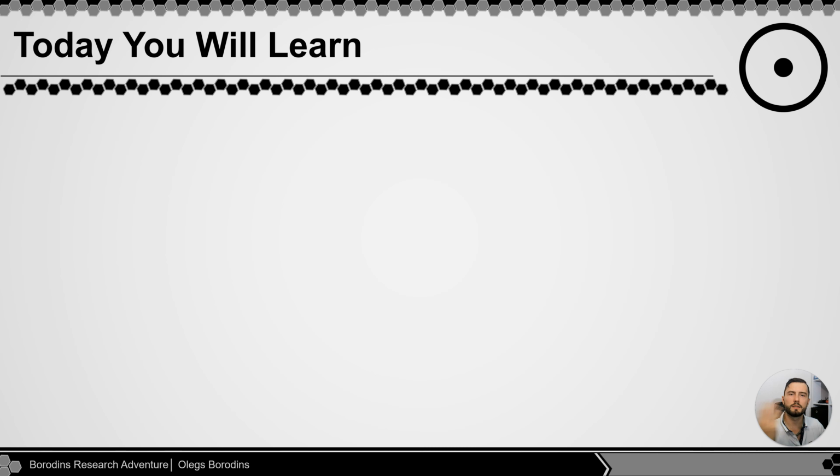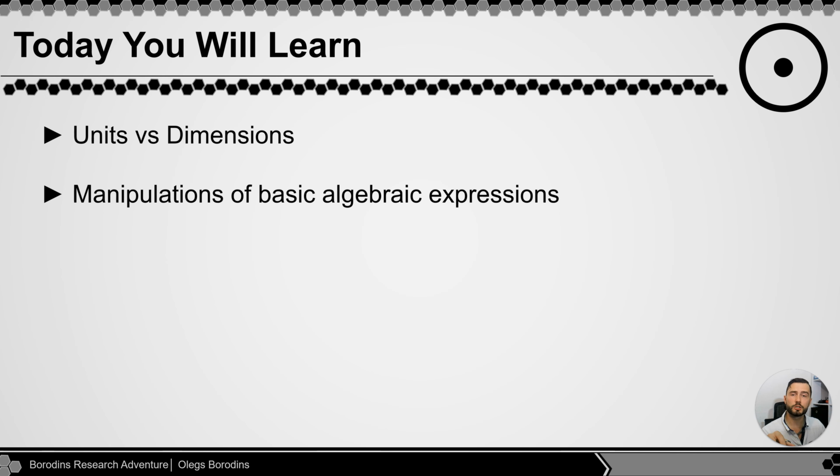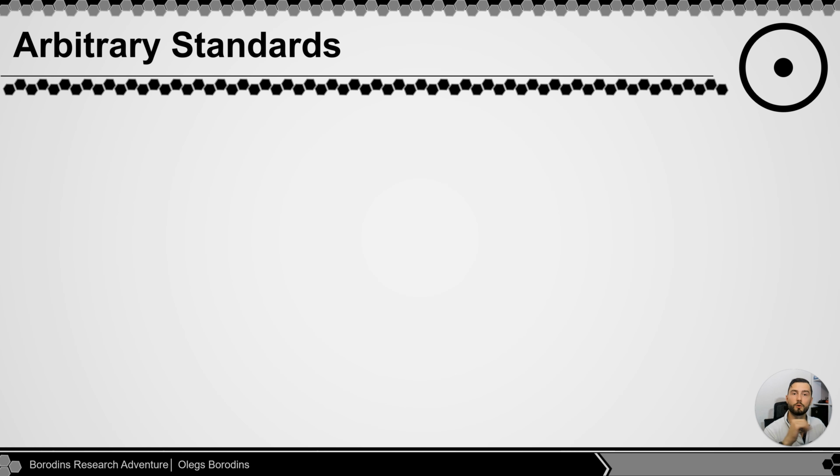Today we'll learn what is the difference between units and dimension, illegal data manipulation, and how to choose your decimals. It could be as straightforward but with a trick. So let's start with arbitrary standards.